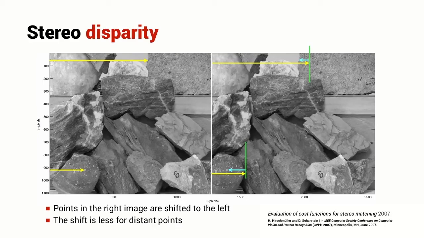We notice two important things. First of all, we notice that points in the right-hand image are shifted somewhat to the left, and this shift, this horizontal displacement, is referred to as disparity. We also note that this shift is less for points that are further away from the camera.